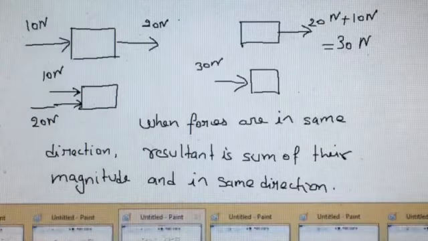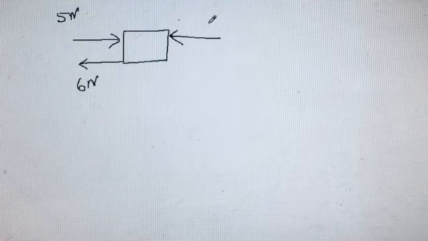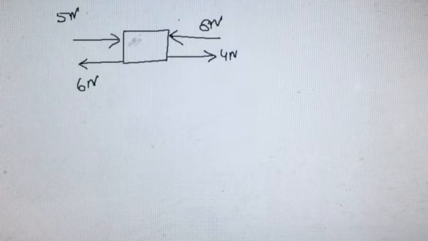Let's do some examples. Now we have an object on which three forces, 5 Newton, 6 Newton, 8 Newton and 4 Newton are acting. Now see, 5 Newton is trying to move this body in the right direction, and also 4 Newton is trying to move this body in the rightward direction.